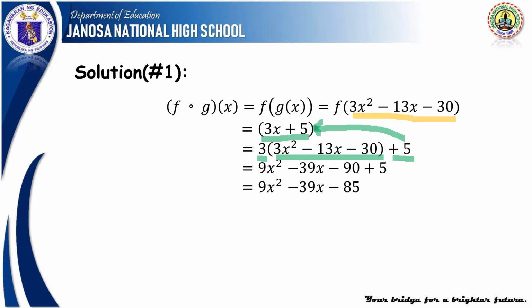Now we perform the indicated operations. So first, we multiply 3 by 3x squared, which is 9x squared, followed by 3 times negative 13x, which is equal to negative 39x. Next is 3 times negative 30, which is negative 90 plus 5. Just copy it.